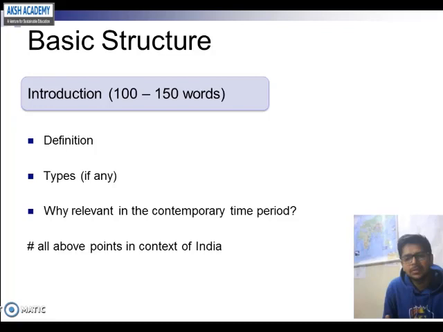How it is relevant in the present society, why we are discussing it now. These kinds of points should be placed in the introduction part, and all the above points in the context of India. Means you have to keep yourself bound to the Indian context.